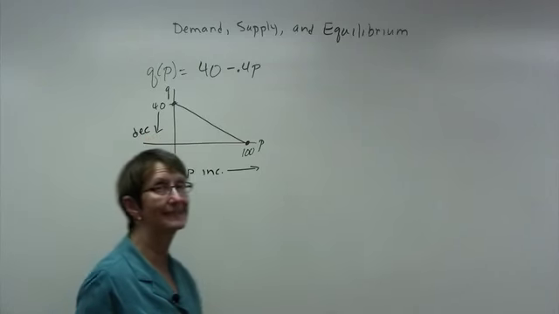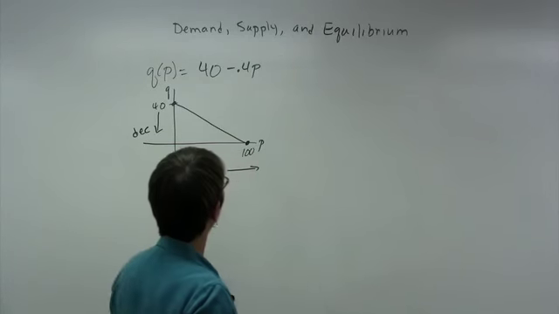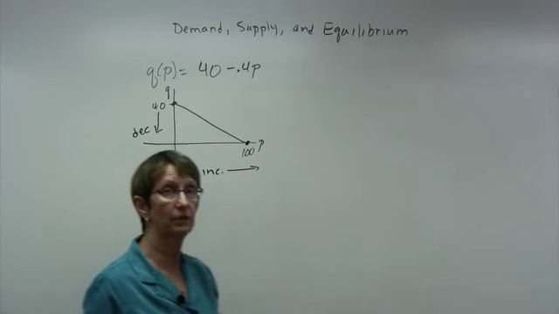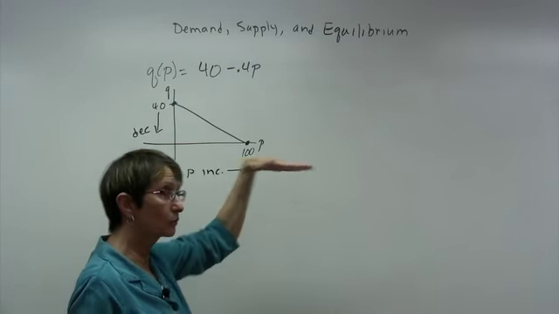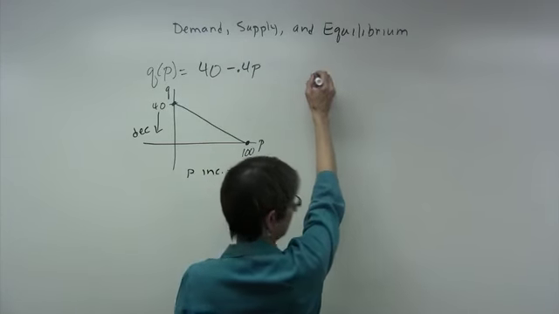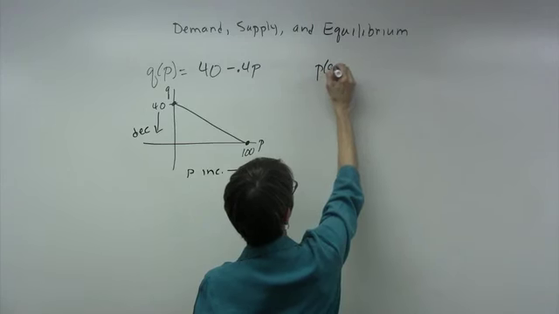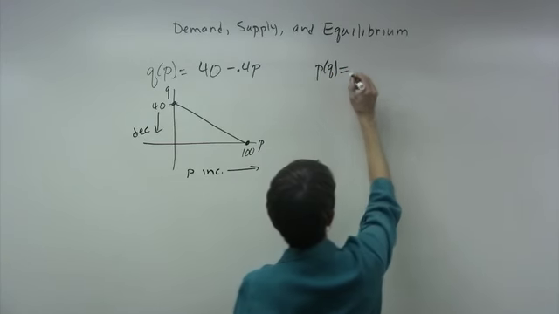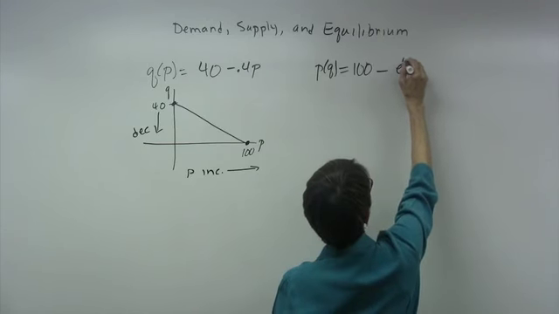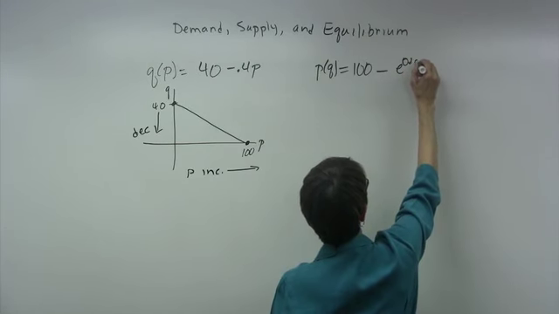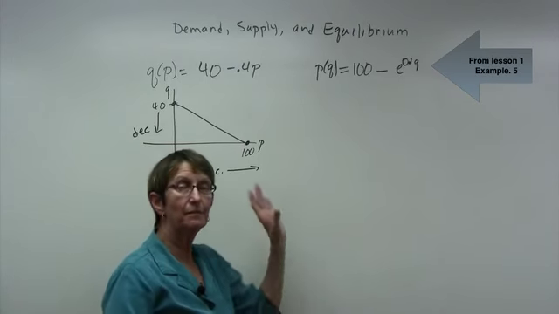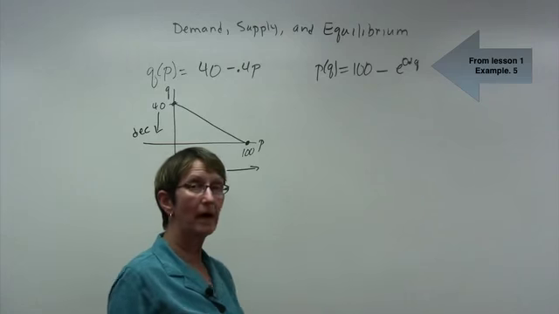Now this is very easy to see if you have a linear function. Demand does not always have to be linear. We can have much more complicated functions. Quadratic, you'd have the downward part of a parabola. Even exponential. Let's look at the function P of Q equal to 100 minus e to the 0.1Q.